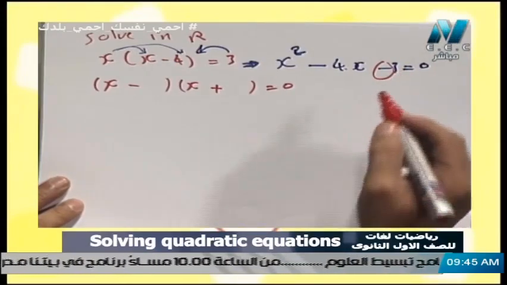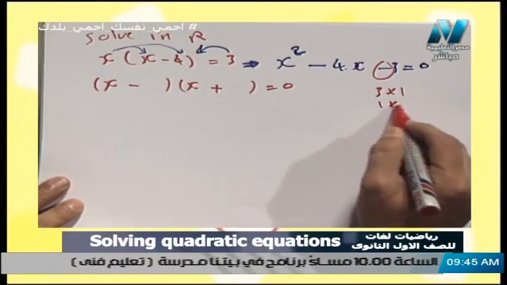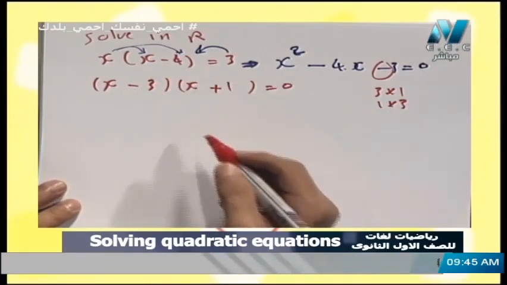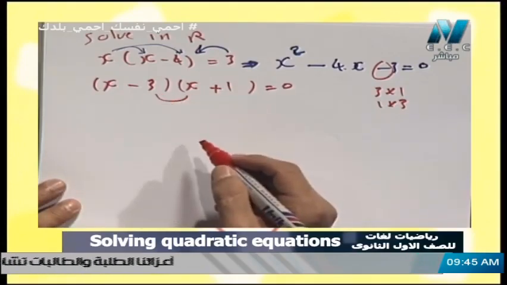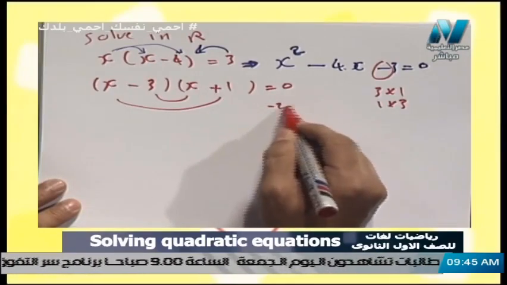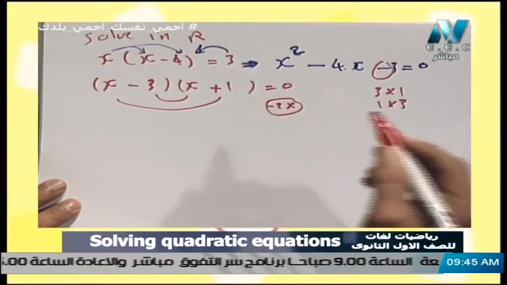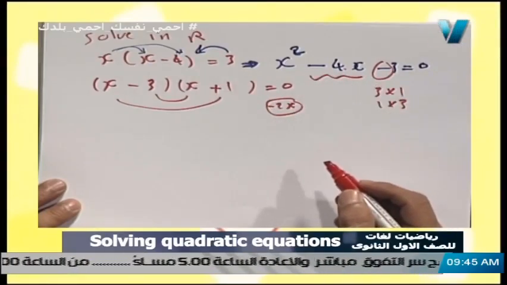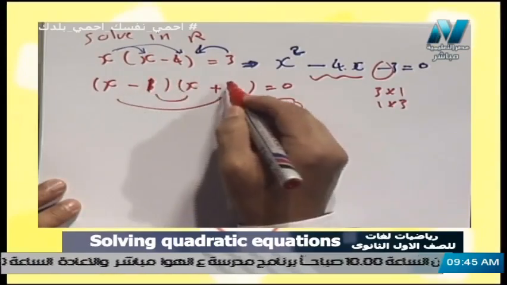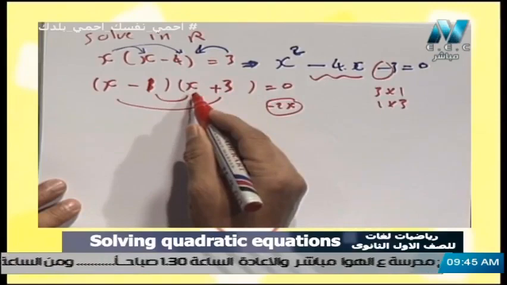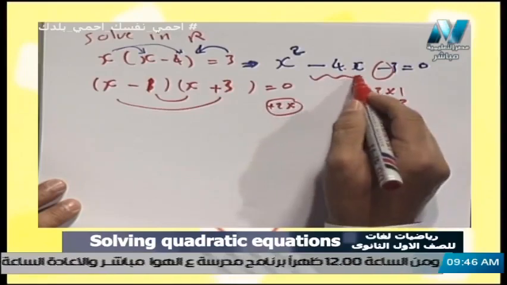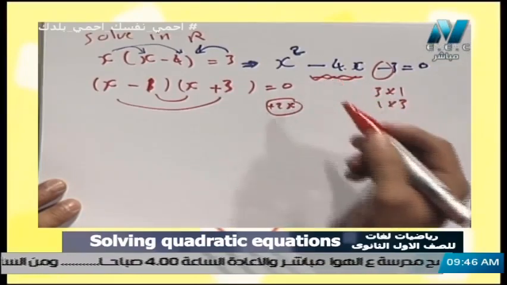Here 3 equals 3 multiplied by 1, or 1 multiplied by 3. If we put 3 multiplied by 1 first and check the product of means plus the product of extremes, the answer will be negative 2x. Negative 2x here is not the middle term. And if we exchange 1 and 3, negative 1x plus 3x here will be positive 2x, and it is not the middle term.